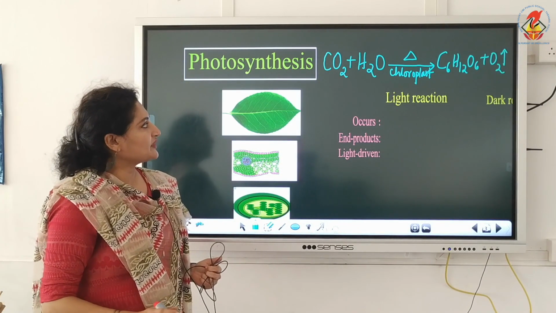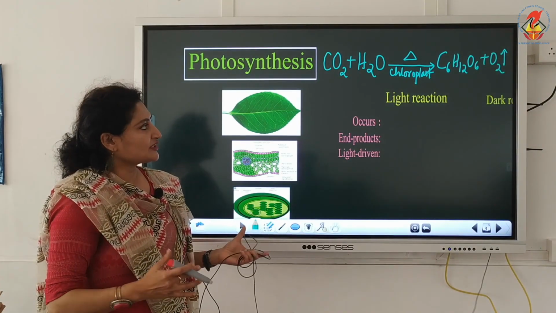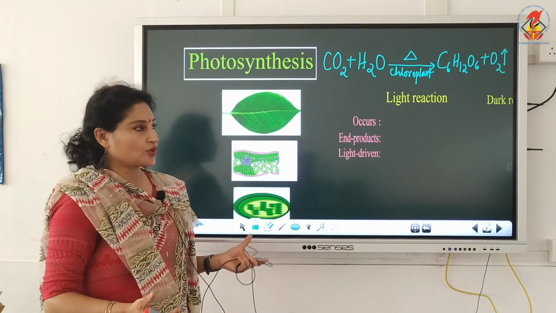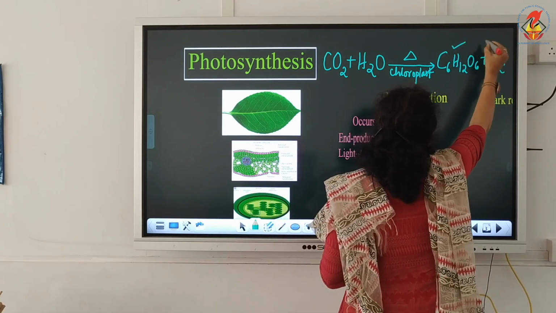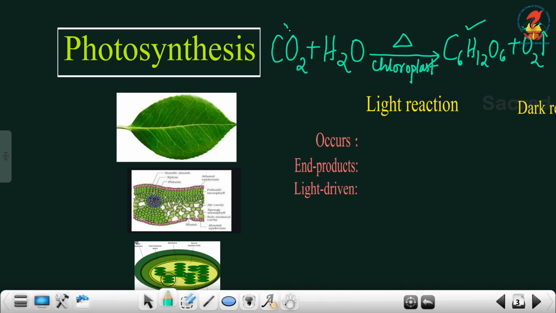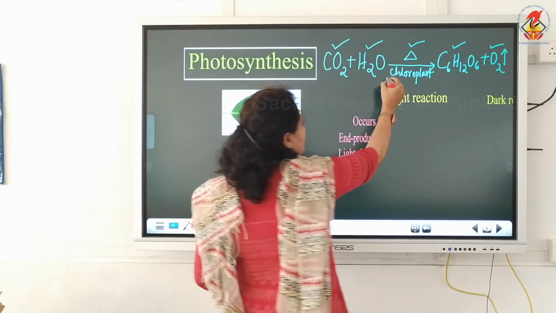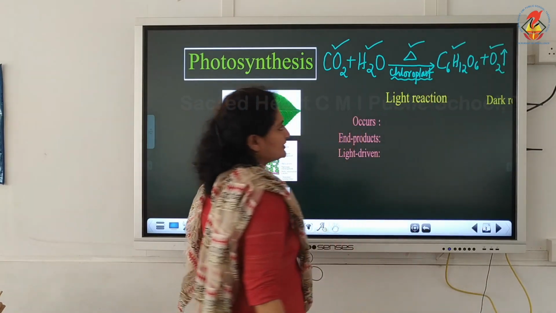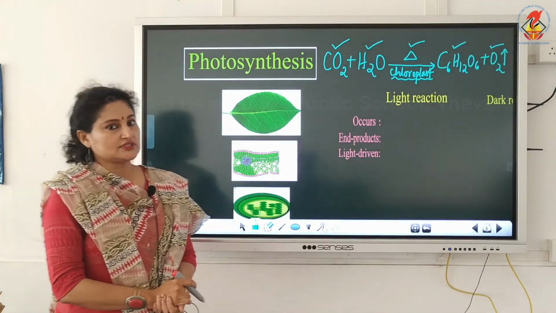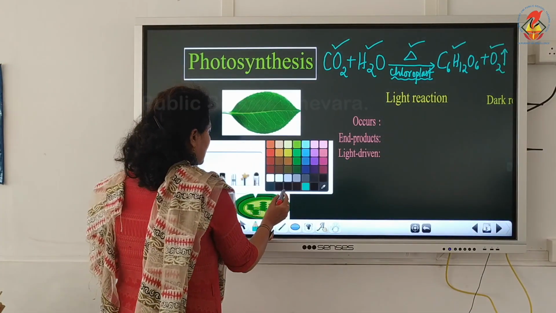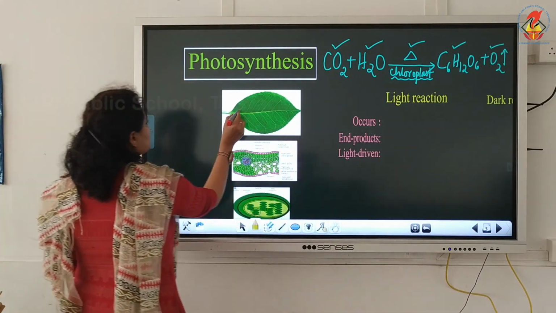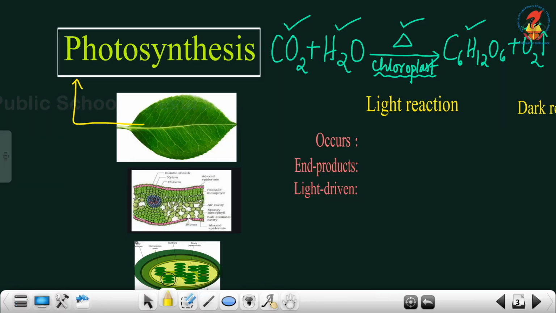So this you are very familiar with. I am not balancing the equation. We are learning the substrate as well as the products on the other side of the equation. It is the production of glucose and oxygen utilizing carbon dioxide and water in the presence of solar energy, which is trapped by the chlorophyll present in the chloroplast. This is what is called photosynthesis. And we are very familiar with the part of the plant that does this. Photosynthesis is done by the leaf.